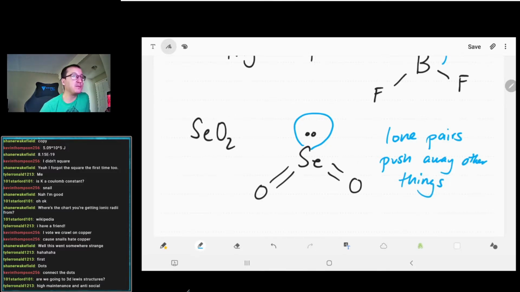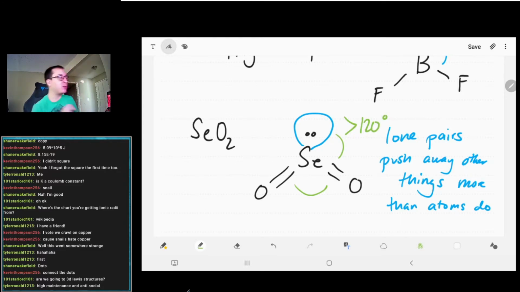And so we're going to see lone pairs push away other things more than atoms do. And so we're going to see that the angles here are not going to be the same. So why we might want to say, okay, yeah, they're about 120 degrees. This one here is going to be a little bit bigger than 120 degrees because it's pushing away those atoms even more. The angle I'm talking about, by the way, is kind of like this angle. If we were to just go down, I'll just draw it like that. That's what I'm talking about.